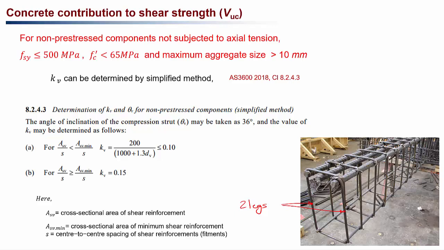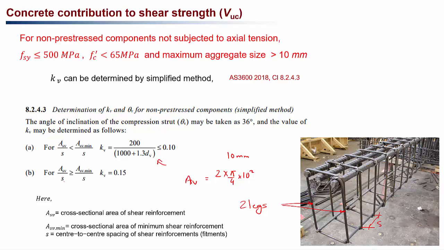So if we have used 10 millimeter bars for shear reinforcement, it is two legs, so 2 times pi by 4 times 10 squared will be your ASV. That's the shear reinforcement that you're providing. So if this shear reinforcement ASV divided by S, where S is the distance between the shear reinforcement or the fitment, if it is less than the minimum shear reinforcement divided by S, then KV can be found out using this equation.